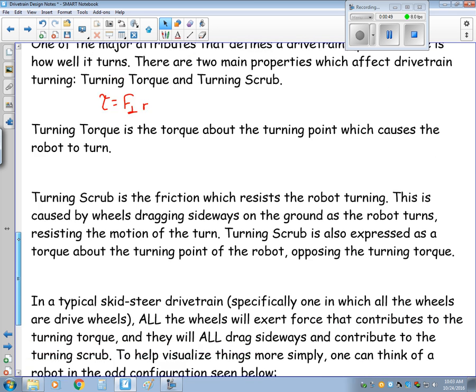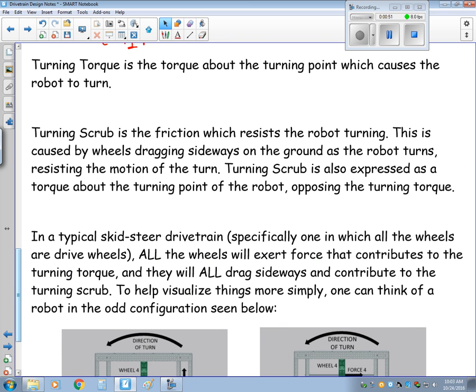Turning scrub is the friction which resists the robot turning. It's caused by the wheels dragging sideways on the ground. Turning scrub is also expressed as a torque, and in this case the torque would equal the friction that happens to be perpendicular to a lever arm distance. So this time the force is friction.